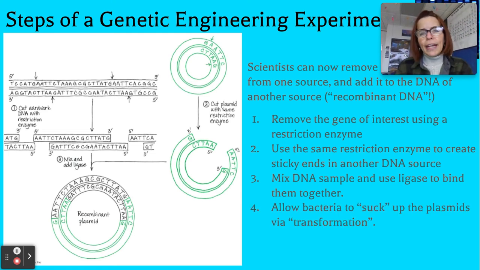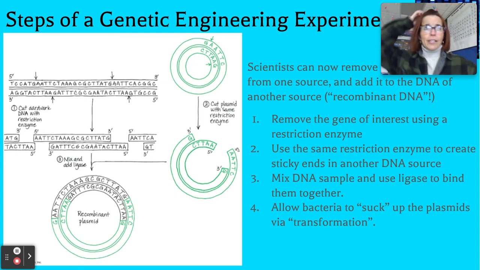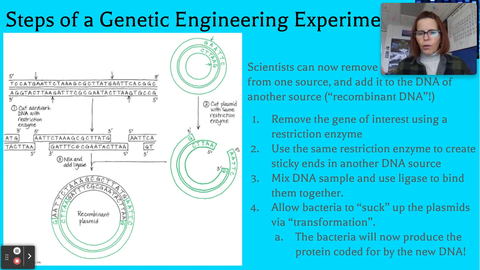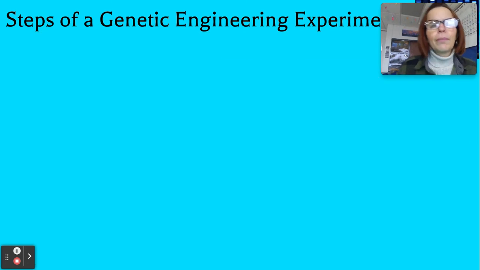And then you allow the bacteria to suck up the plasmids. So you put the plasmids into an environment where there are bacteria. And remember, bacteria can do this process called transformation. That's a technical term. That's not like a transformative experience. It's a real word, transformation, where bacteria can suck up the DNA from the environment, and then they immediately possess whatever characteristics are on that plasmid. So they suck up the recombinant plasmid, and now they start producing whatever that gene of interest tells them to produce. So it says the bacteria will now produce the protein coded for by the new DNA.